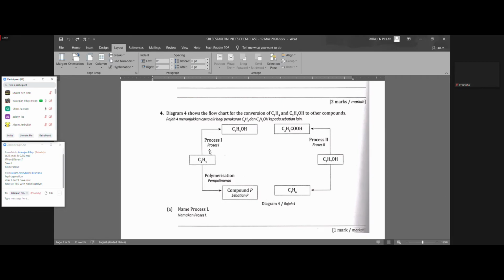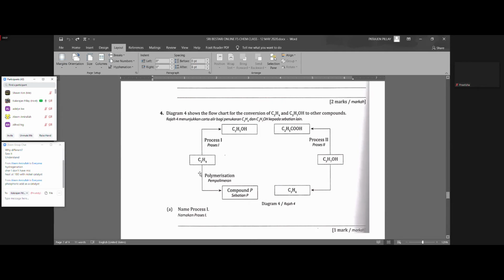Process 1. What's the one more condition? Temperature. Wait. The aluminium powder? No. The catalyst. What's the catalyst? Aluminium oxide? No, phosphoric acid. Write it down. Temperature 300 degrees Celsius. Pressure 60 atm. Catalyst phosphoric acid. I've given it before. P-H-O-S-P-H-O-R-I-C, phosphoric acid.